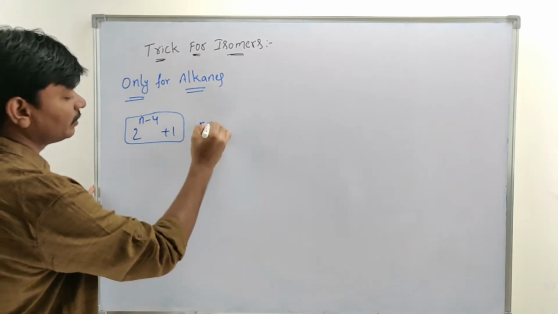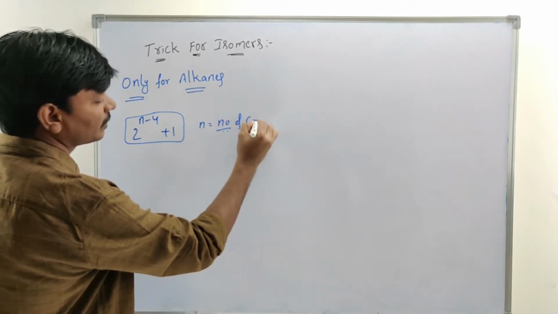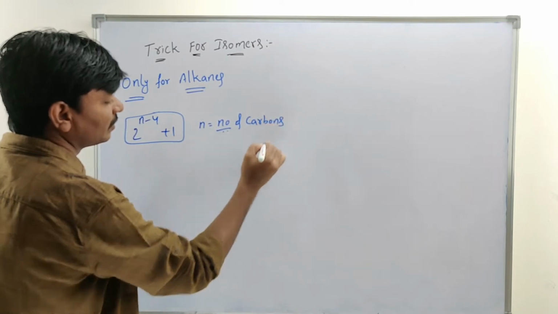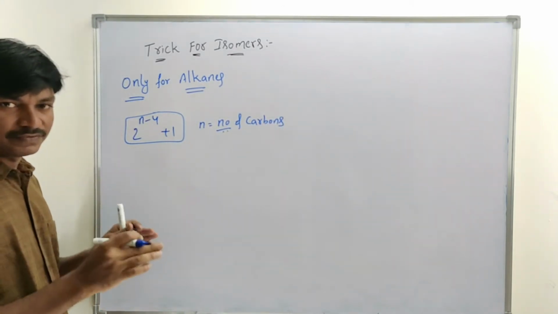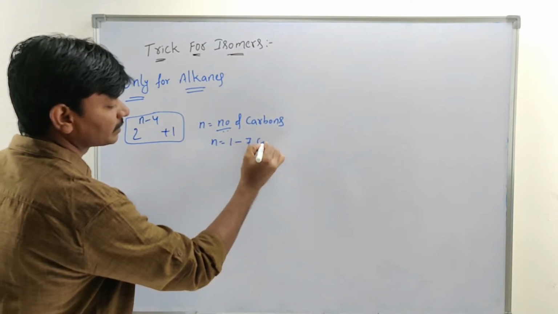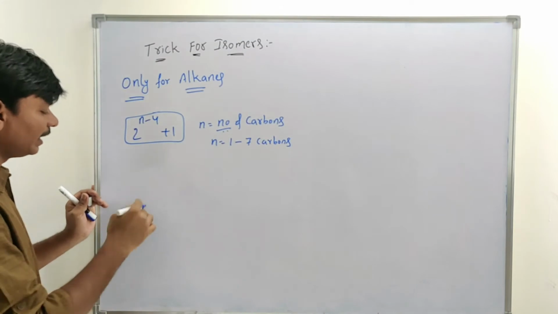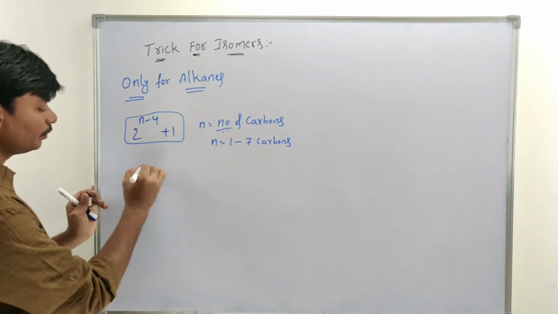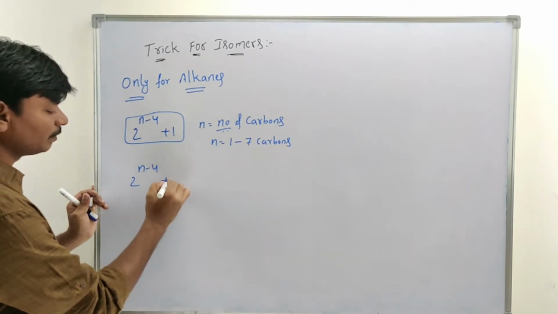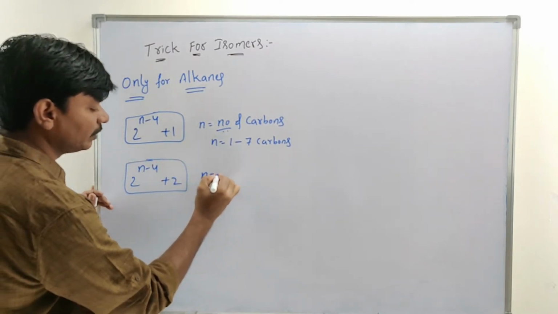Here n equal to number of carbons. This formula is used only for n equal to 1 to 7 carbons. Another formula is 2 power of n minus 4 plus 2. This formula is used for n equal to 8.